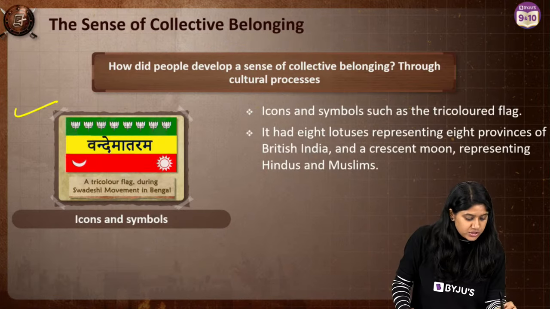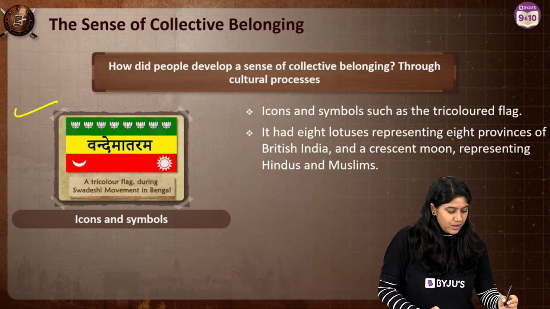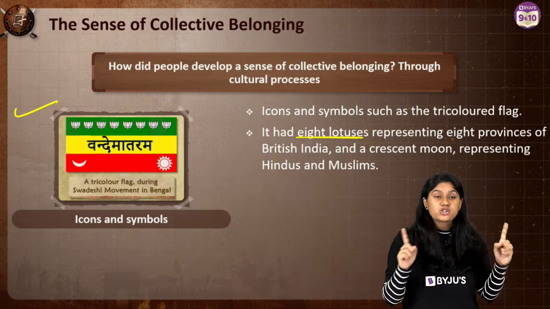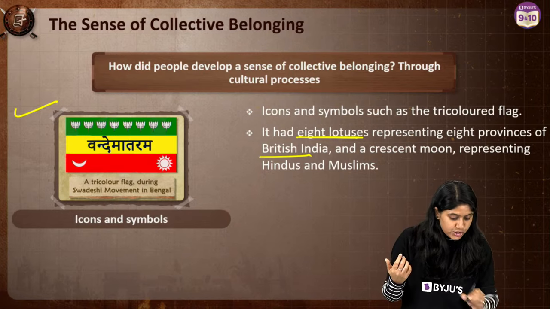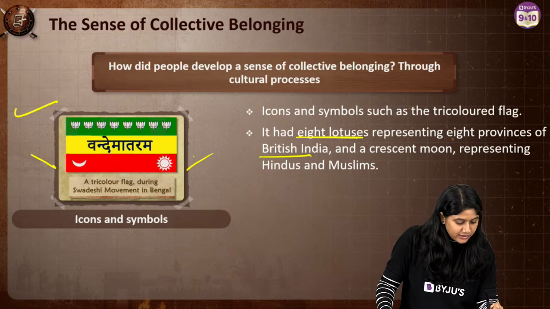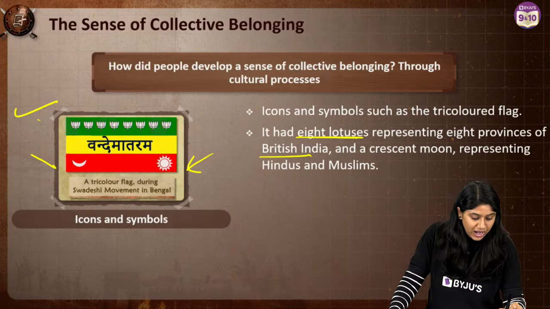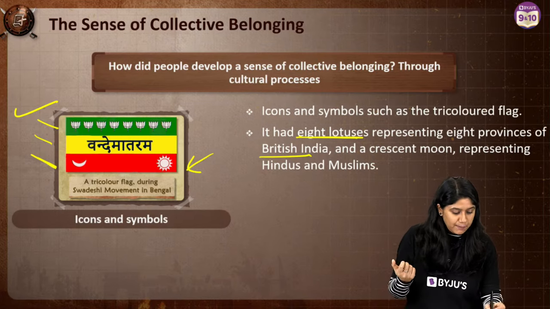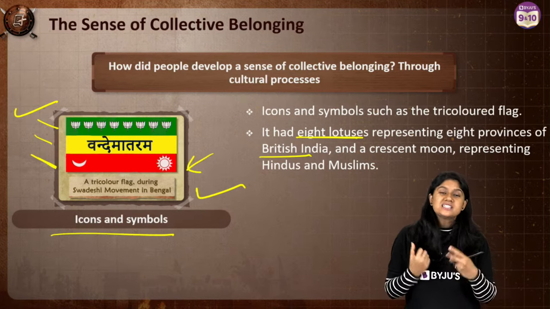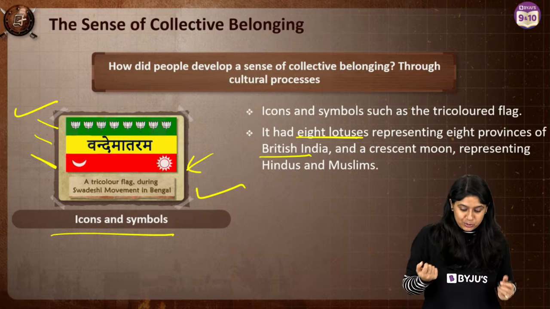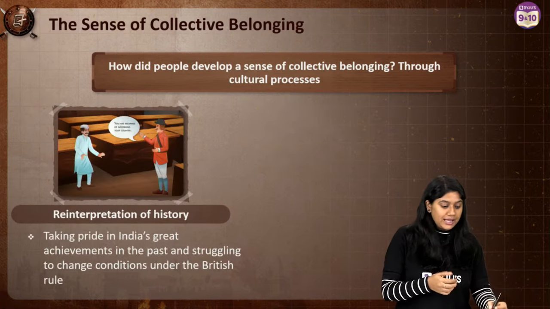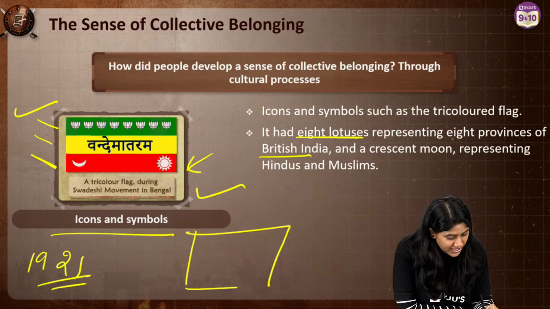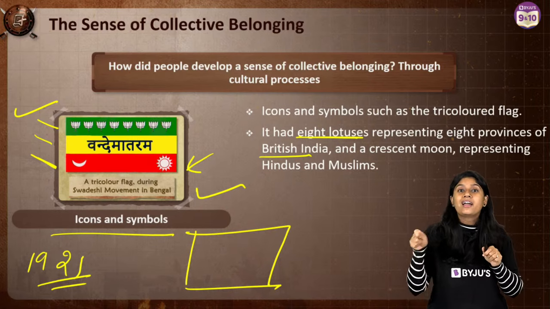Amongst that, we have this very famous flag, everyone. Can you see the eight lotuses? They represent different provinces of our country at that time, British India. We have the moon and the sun that represent the Hindus and the Muslims. It was used in various Swadeshi movements that were happening in Bengal. So icons and symbols again became a chance for people to relate to it. And in 1921, we know that Gandhiji designed a Swaraj flag with a charkha in between, right?